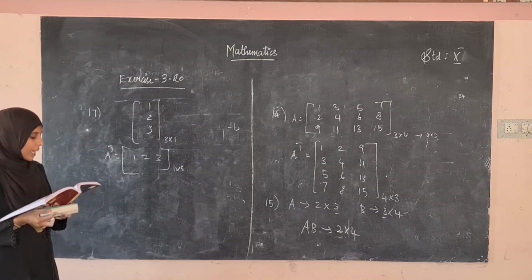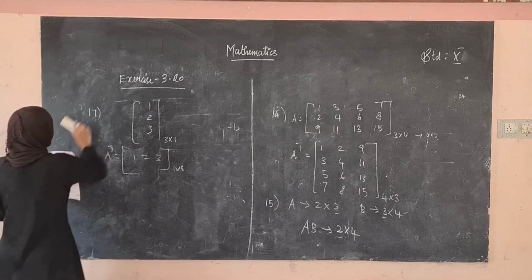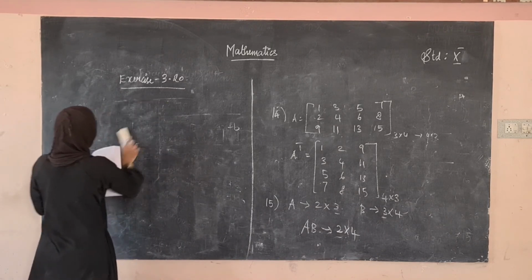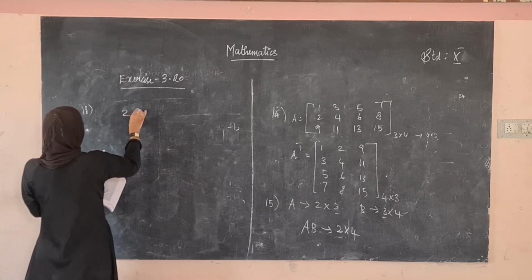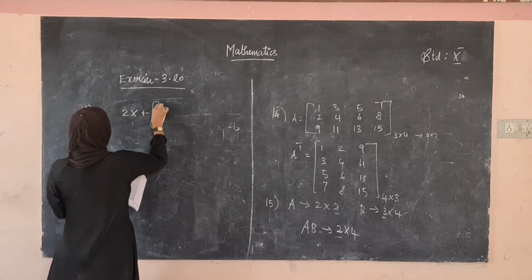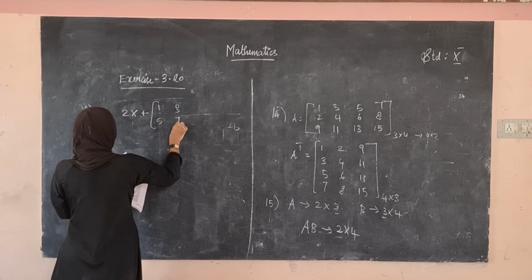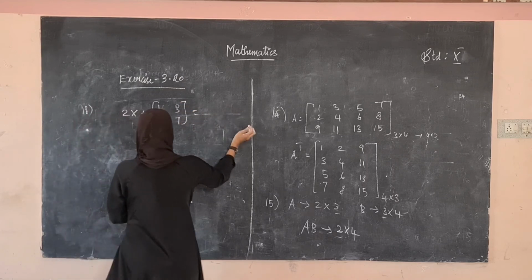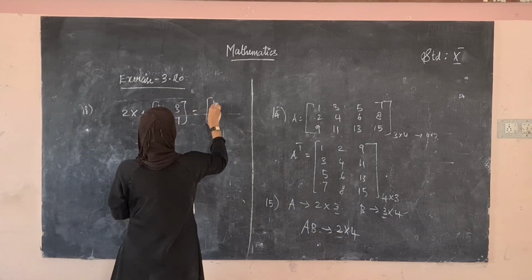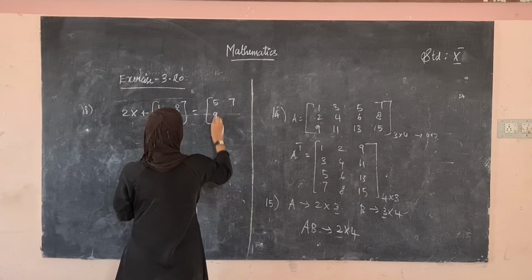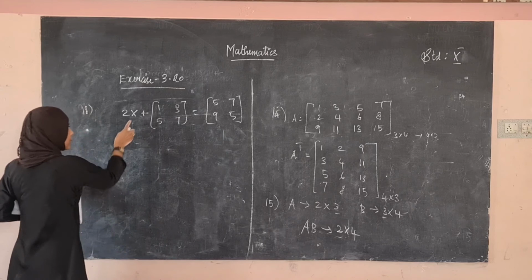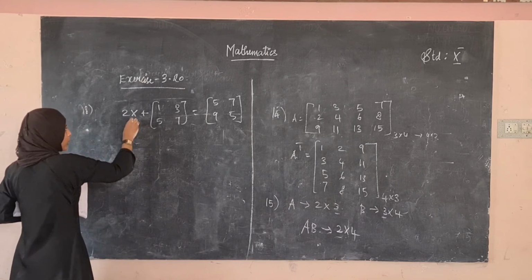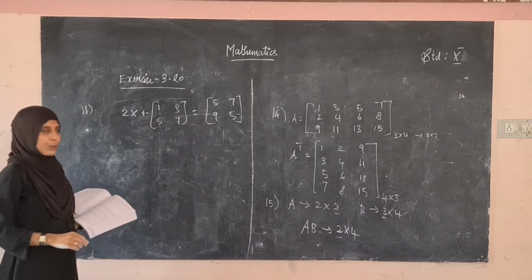Option D. 18th sum. Find the matrix X if 2X plus the matrix 1, 3, 5, 7 is equal to 5, 7, 9, 5. You have to find the matrix X. The matrix X is added with this matrix, so the matrix X will be of the order 2 cross 2.